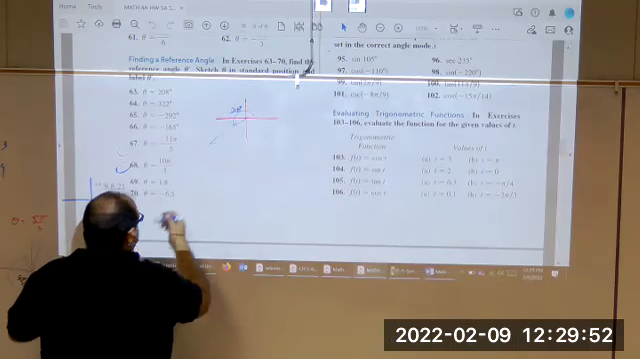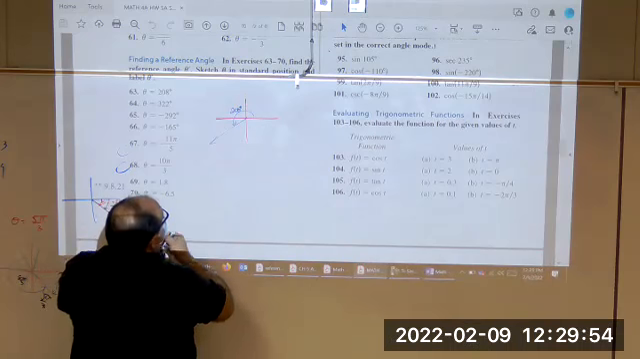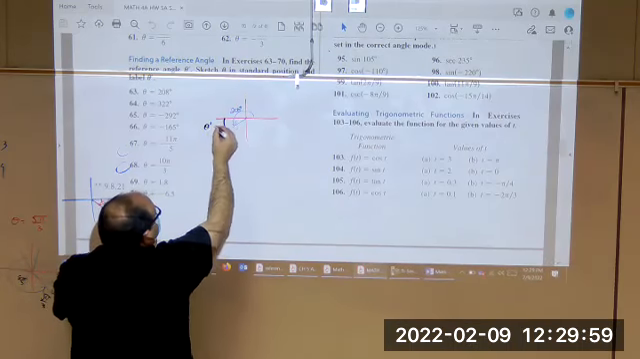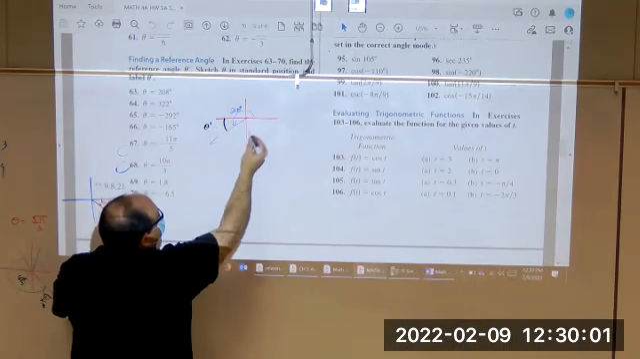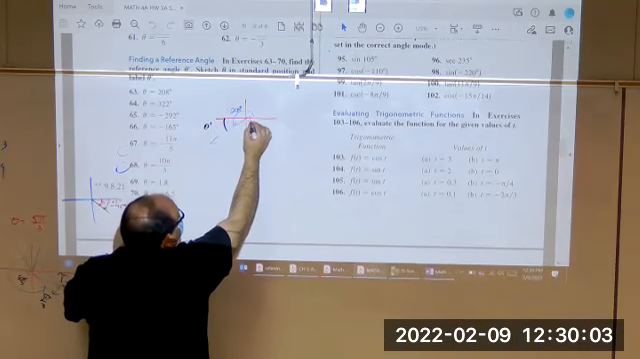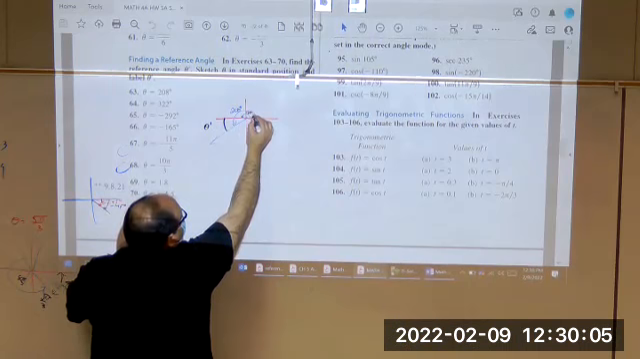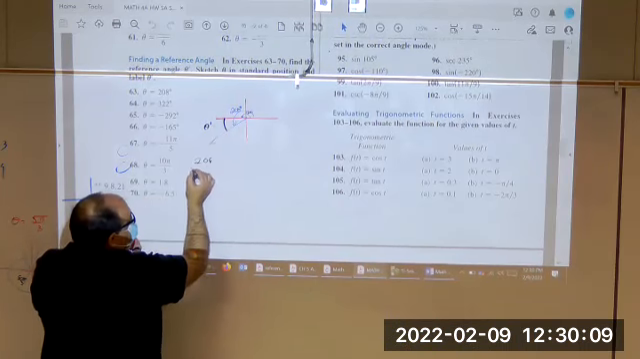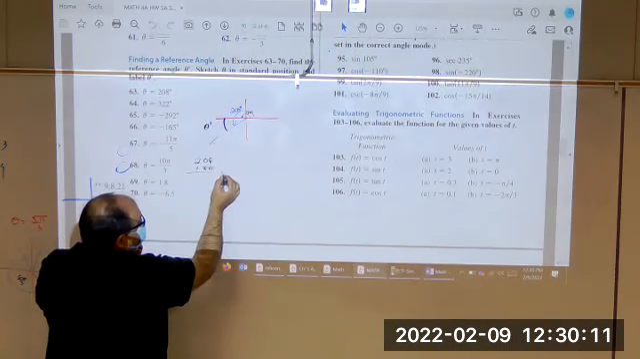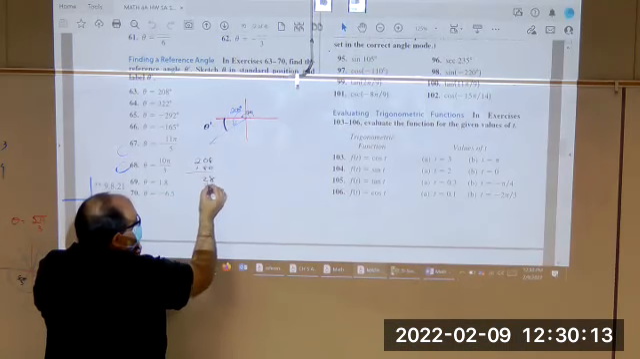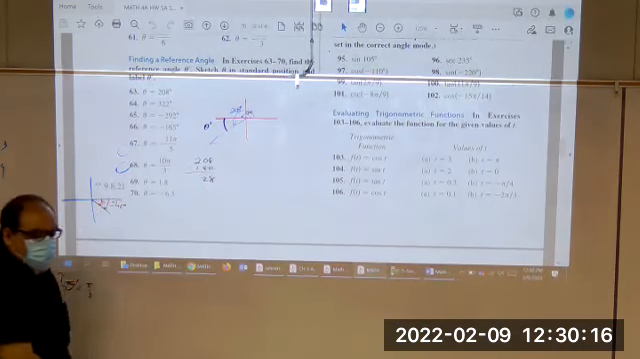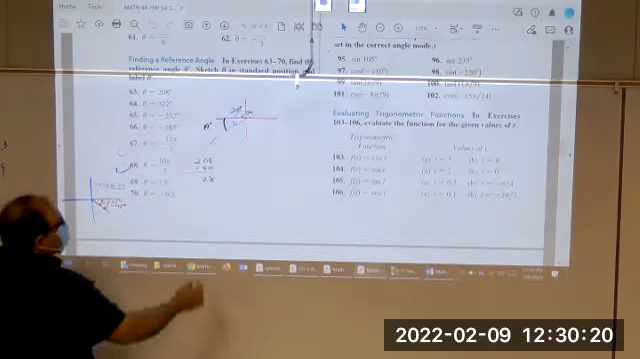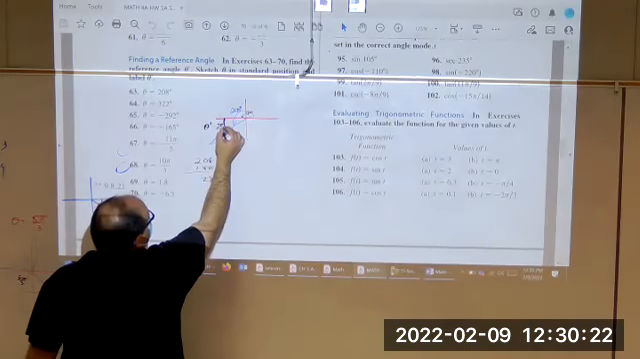So if that's 208, your reference angle is right here. There's theta prime. If the whole thing is 208 and you know that's 180, to get theta prime you just go 208 and take away the 180. So you have 28 degrees. The reference angle theta prime is a 28-degree angle right there.